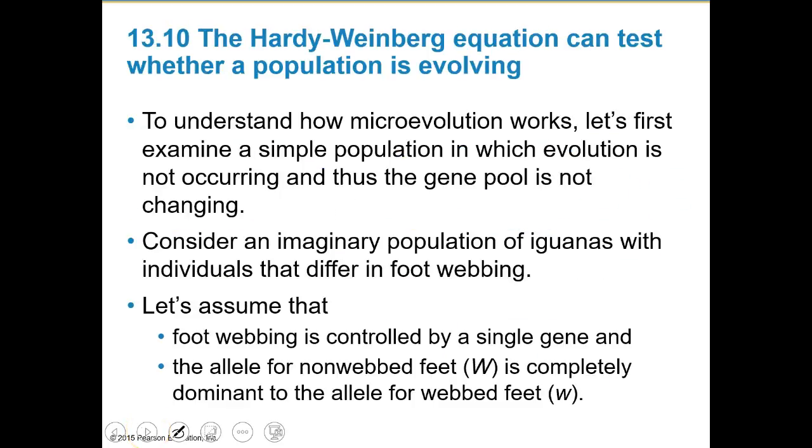So to understand how microevolution works, let's first examine a simple population in which evolution is not occurring, so the gene pool is not changing. Consider an imaginary population of iguanas, individuals that differ in web footing. Web footing is a single gene: non-webbed is big W, and webbed feet is little w.